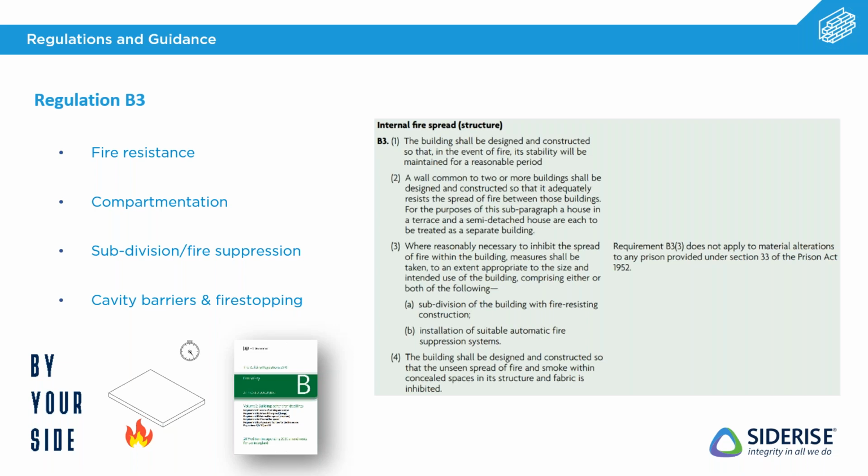And there's a few parts that we pay particular attention to when we're looking at protecting facades, and specifically masonry facade types. So the first one, very quickly to look at, is Regulation B3. And what this does is it sets out the requirements for a few key terms there. So fire resistance, compartmentation, subdivision and fire suppression, and then cavity barriers and fire stops, which we'll go into what they exactly mean through this presentation.